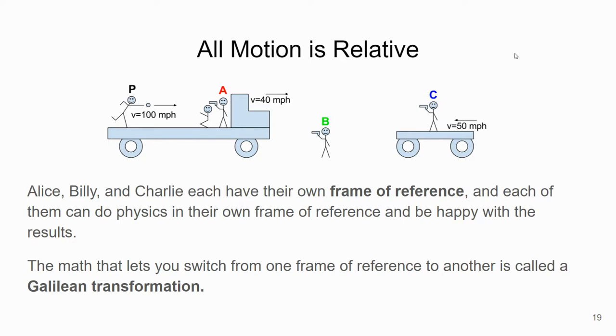So thinking back to last year, Alice, Billy, and Charlie each have their own frame of reference, and they can all do their own physics in their own frame of reference and get an answer that works for them and they're happy with. And in a sense, they're all correct in their own frames of reference. When you're adding these things this way, it's called a Galilean transformation after Galileo Galilei. Galileo figured this stuff out in the 16th century, early 17th century. I forget when. It's tricky if you've never seen it before, but after a while you look at it and it starts to make sense.